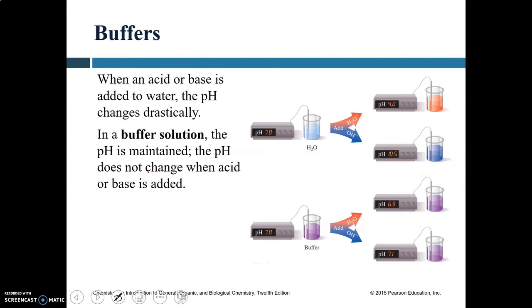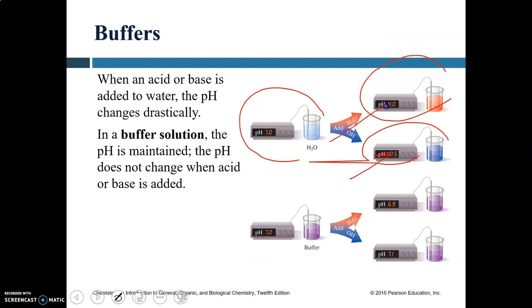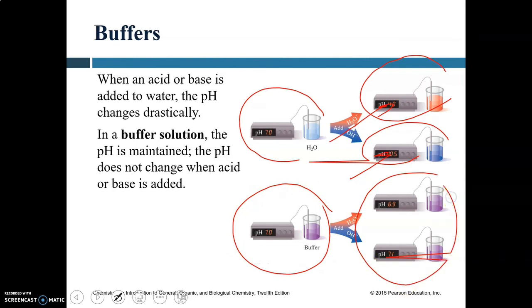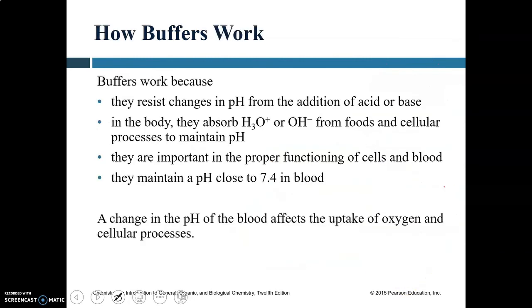So, for instance, if you take just water and add acid or base, pH changes significantly. But if you, instead of water, use buffer, pH does not change much. So how do buffers work? They can resist changes in pH because they can absorb hydronium ion or hydroxide ion from foods and cellular processes and maintain pH. Buffers are essential for proper function of the cells in the blood, and pH that is maintained by buffers in the blood is close to 7.4.